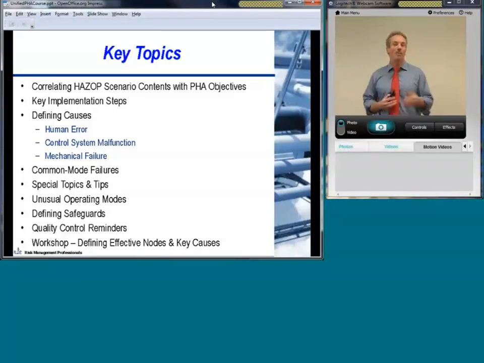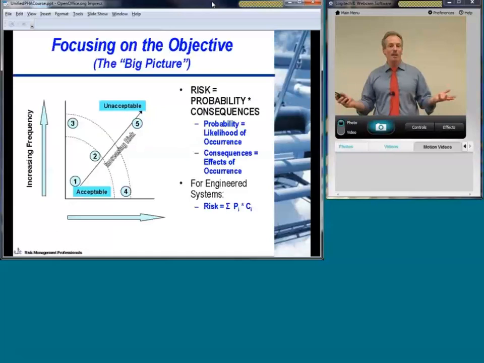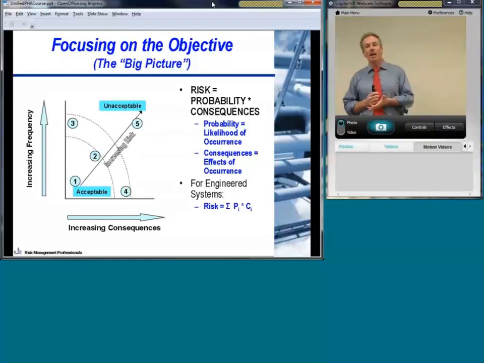First of all, I'd like to put things in perspective in terms of overviewing the HAZOP study and what the key objectives are. Again, let's look at the big picture. There's a variety of things that can go wrong at your plant site. Some are going to be high consequence, low probability, and of course not very important, because even if it's catastrophic, it may be nearly incredible. Other things can be high probability or very frequently occurring, but very low consequence, like operational upsets, which may also not be all that important to look at.